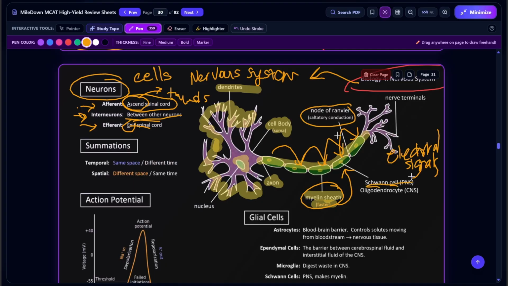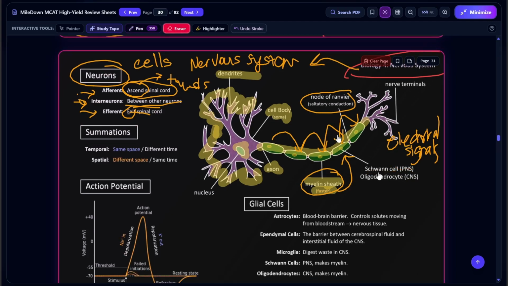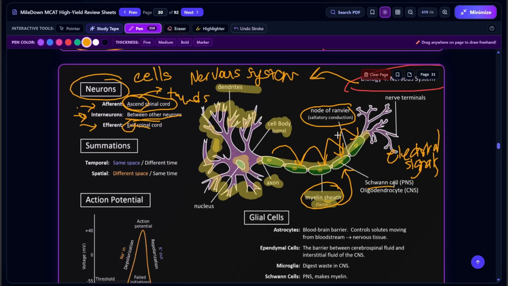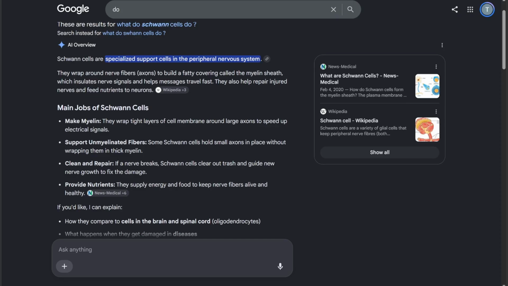Schwann cells are in your... So these are different types of cells that can make the myelin sheath. Schwann cells can make myelin sheath for the peripheral nervous system and oligodendrocytes for the central nervous system. Let me confirm that too. So yeah, they do make myelin.